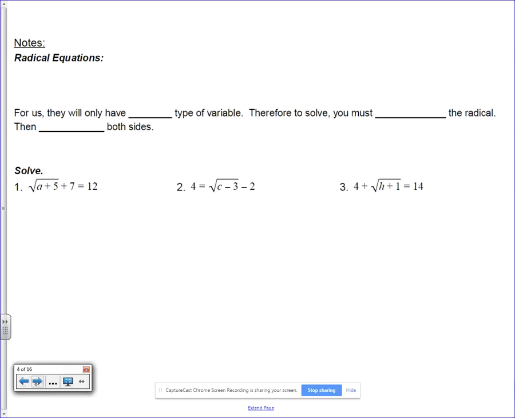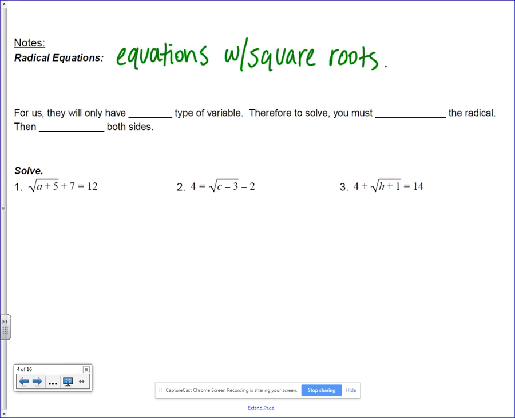Notes for today. Radical equations are equations with square roots. Everybody's perfectly clear that square roots and radicals mean the same thing, correct? I think I probably say radicals more than I do square roots, but they mean the same thing. So look at all your equations down there. First of all, are they all equations? Because what do they have in them? Equal signs. Now, do they all have radicals or square roots in them? Yes, they do. Okay.